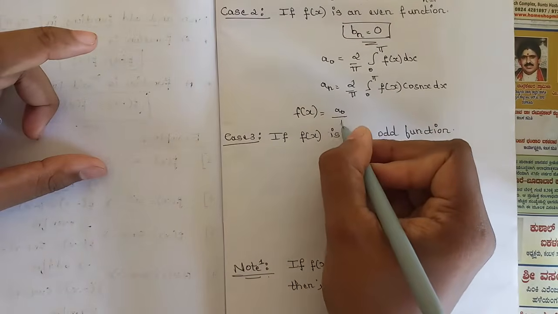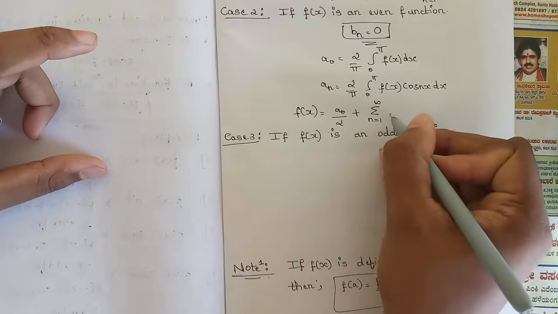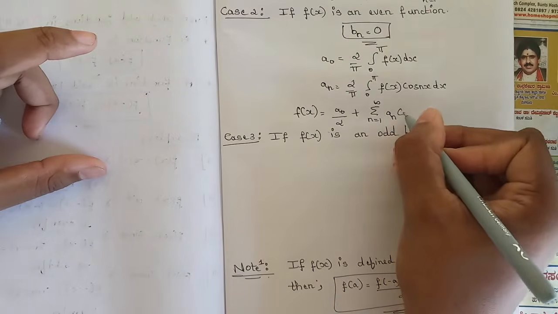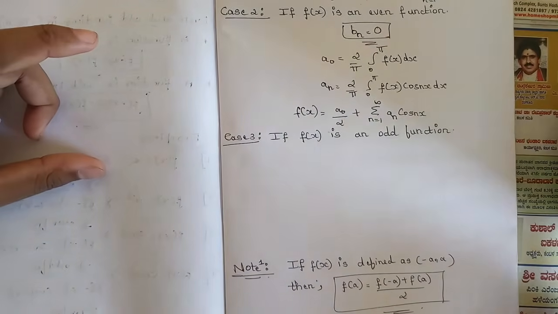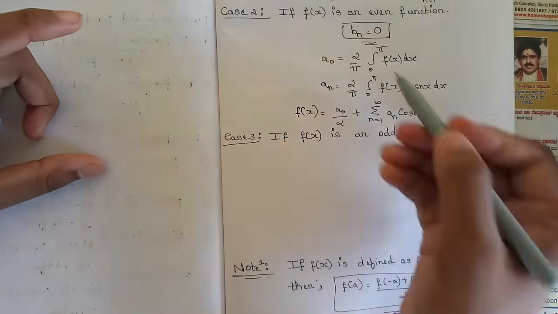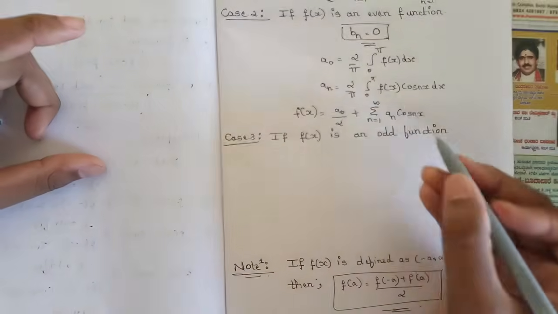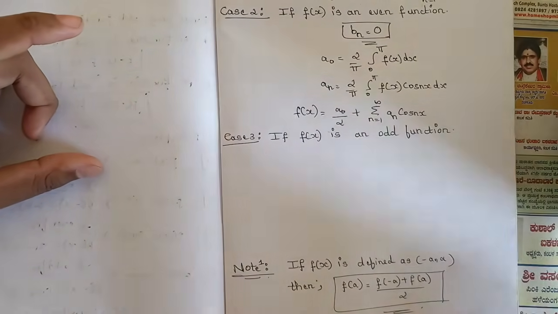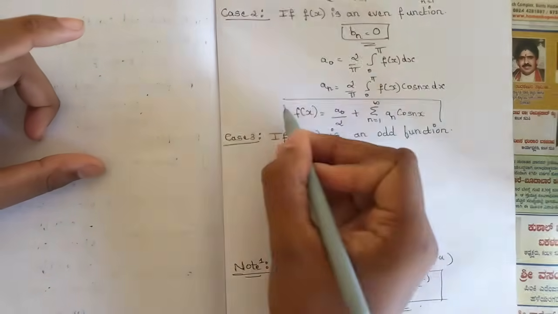It becomes a0 by 2 plus summation n tends to 1 to infinity an cos nx. We can neglect the bn sin nx term, since we know that bn equals 0, so there is no use of writing that. It's basically plus 0, so we can neglect that part, and this will be your final Fourier series.